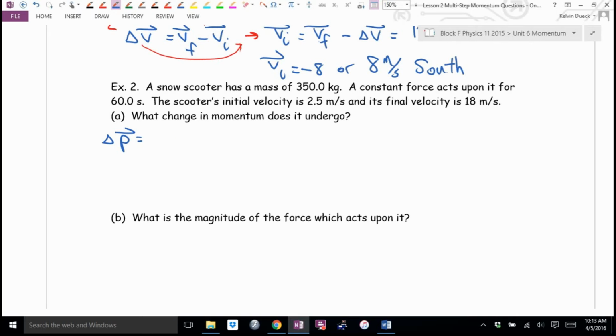Okay, so yes, that's the written out version of m delta V. Courtney, what's the mass?